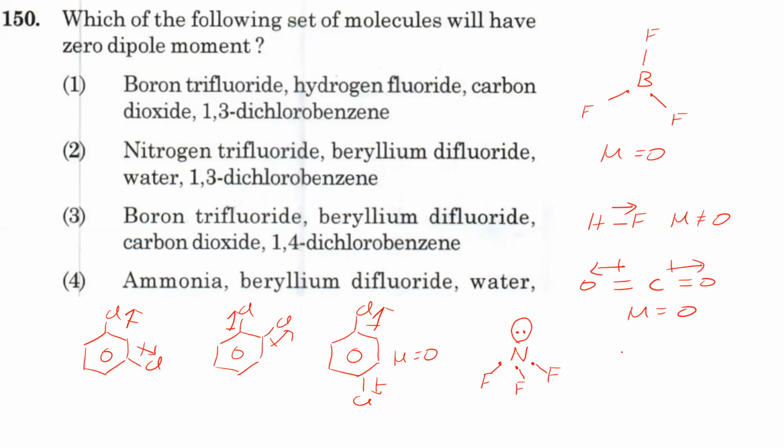Next we will take beryllium difluoride. Beryllium is group 2A, so it makes 2 bonds. Here dipole moment like this, here dipole moment like this. The net dipole moment is 0 for this one. Okay.